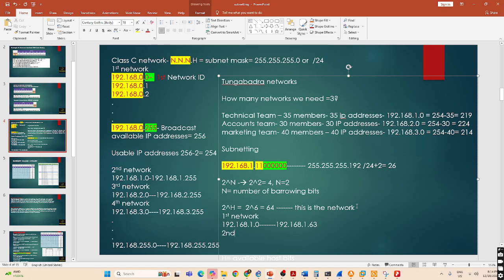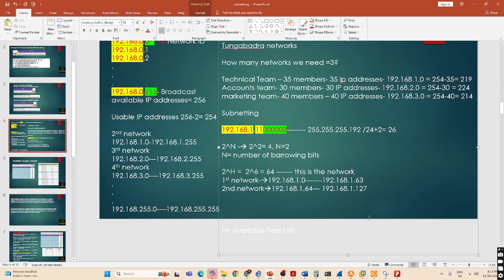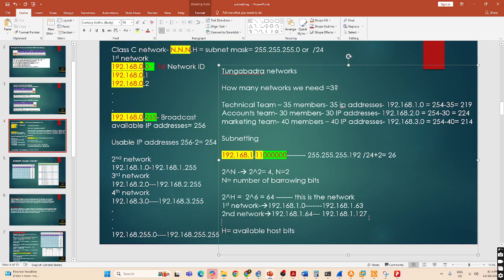Now what is the second network? 192.168.1.64 to 192.168.1.127. Very good. What is the third network? 1.128 to 1.191.